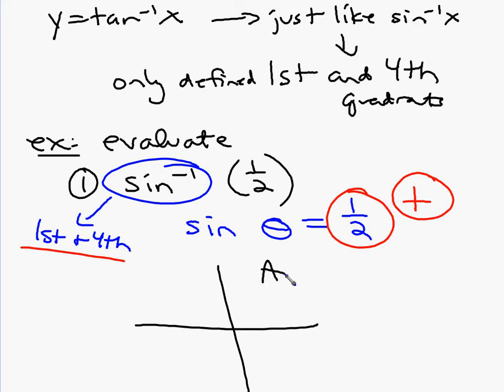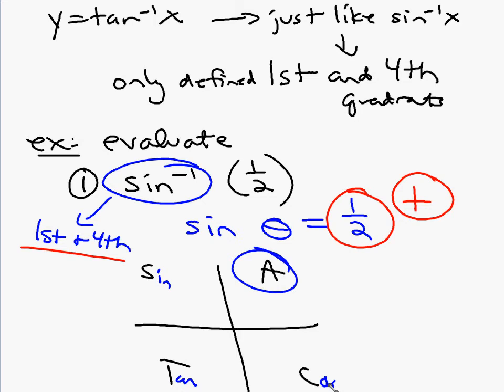Do you remember all scholars take calculus? Okay. Remember what that tells me. It tells me where the functions are positive. Which functions are positive in which quadrants? So let's review that real quick. All of them are positive in quadrant 1. All of them. Only sine and its brother cosecant are positive in quadrant 2. Only tangent and its brother are positive in quadrant 3. And only cosine and its brother are positive in quadrant 4.